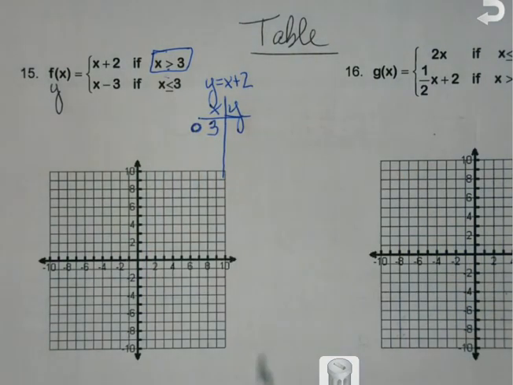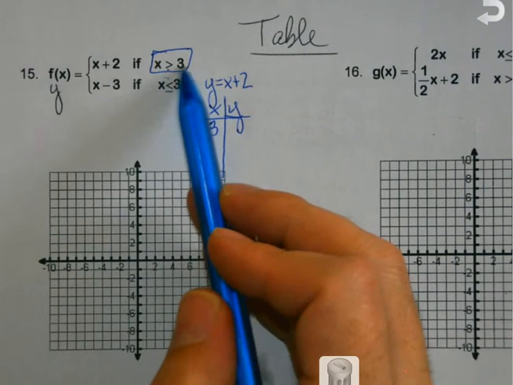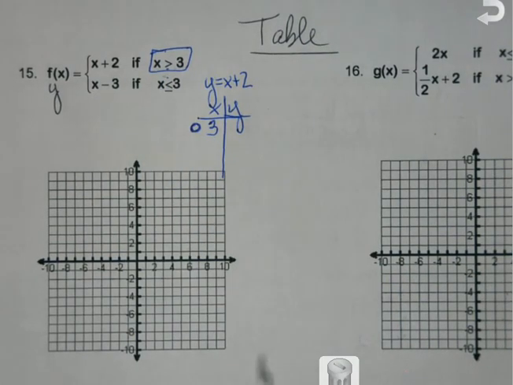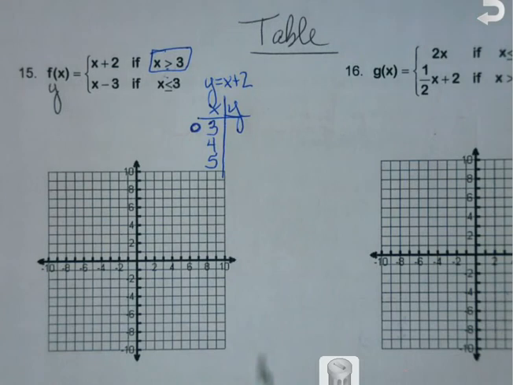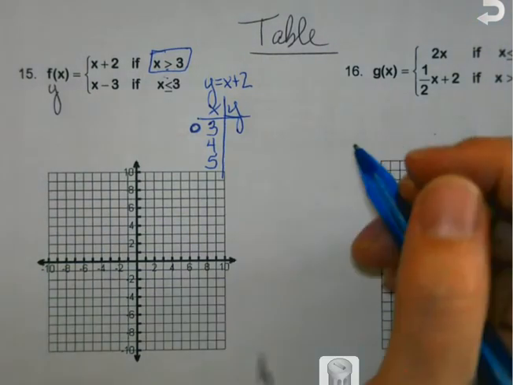And here's where I need your help. X is greater than 3. What are the next 2 values of x that are greater than 3? If you keep moving to the right on a number line after 3, what are the next 2 numbers? 4 and 5, okay. So those are the 3 values I'm going to plug in to get numbers out.